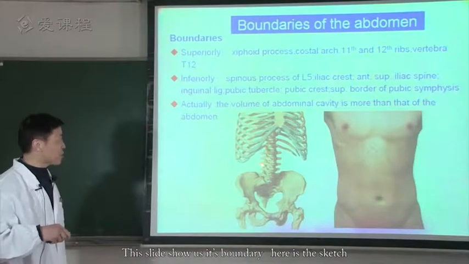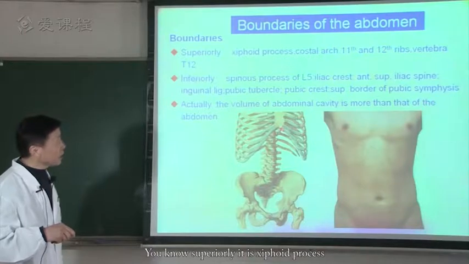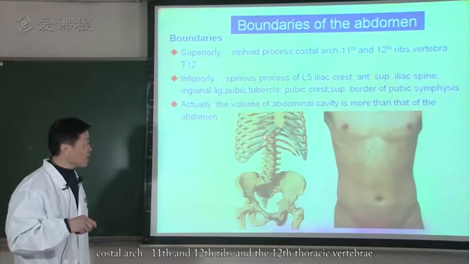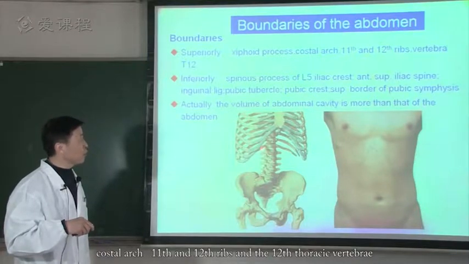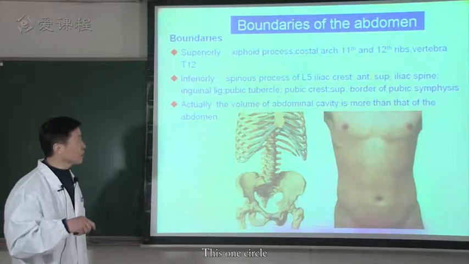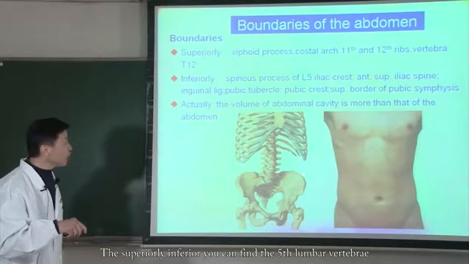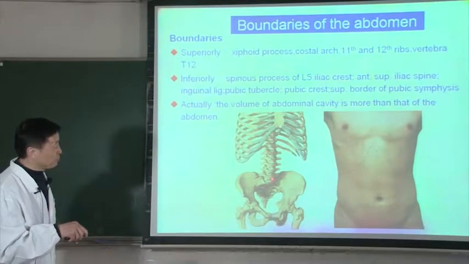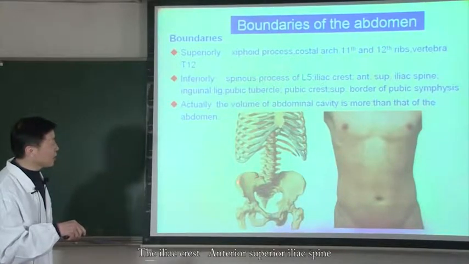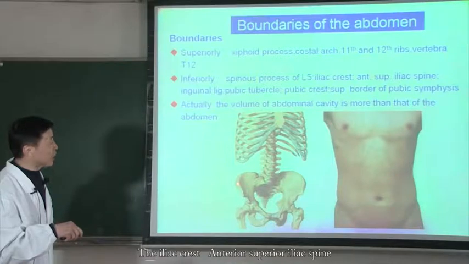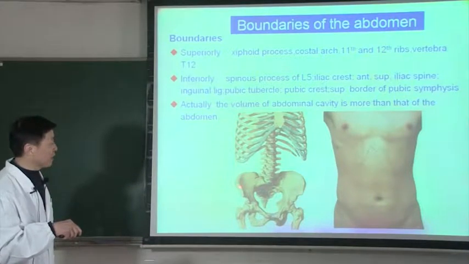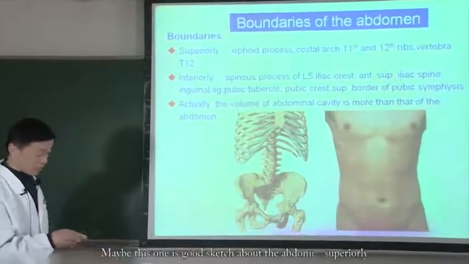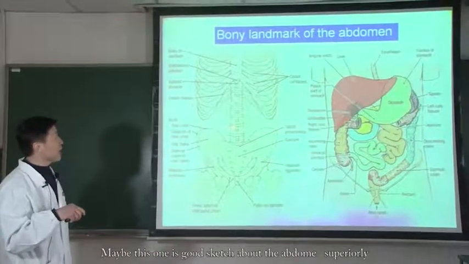Here is a sketch. Superiorly is the xiphoid process, the costal arch, the 11th and 12th rib, and the 12th thoracic vertebra. This one is a circle. Inferiorly, you can find the fifth lumbar vertebra, the iliac crest, the anterior superior iliac spine. Going on here, the inguinal ligament. Yeah, maybe this one is good. This one is good, a sketch of the abdomen.